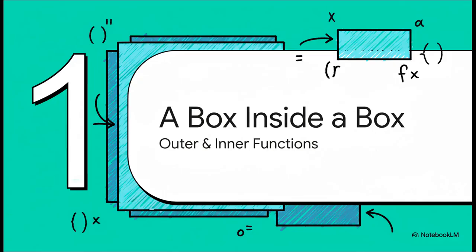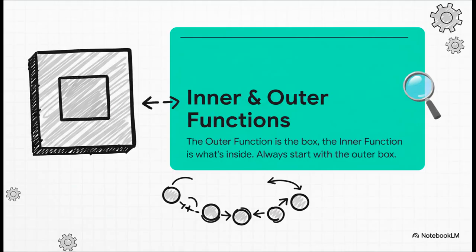Let's really get our heads around this box idea and what on earth we mean by outer and inner functions. So here's the key concept. One function is the outer box. You can think of it like the container. The other is the inner function. That's just whatever's inside the container. And the one rule you have to remember is this. You always deal with the outer box first.